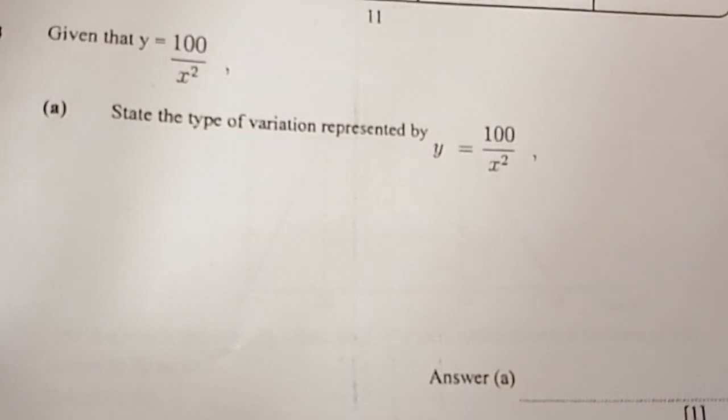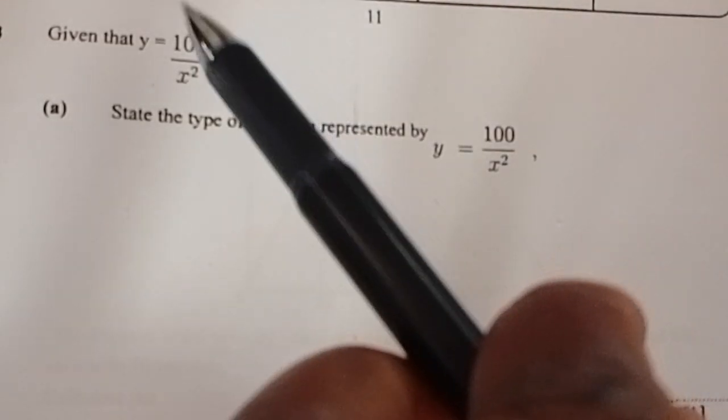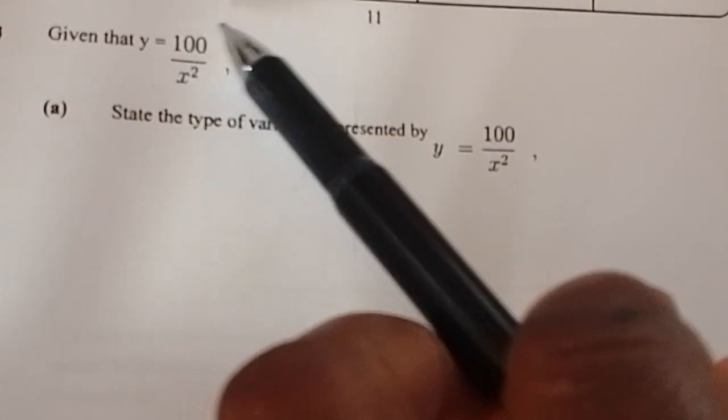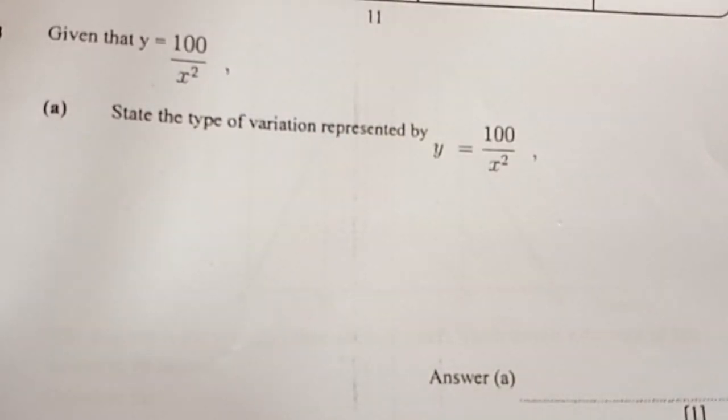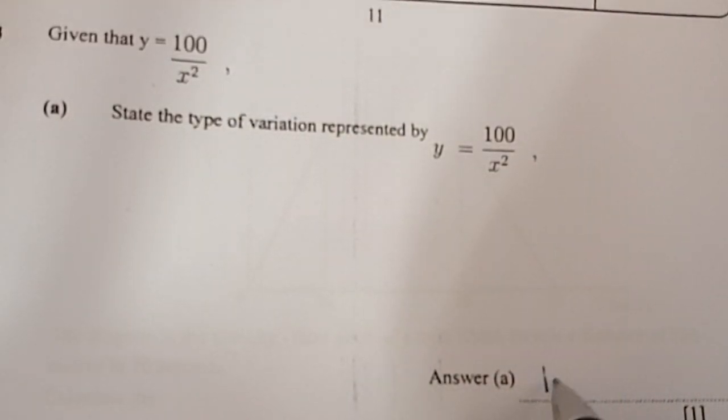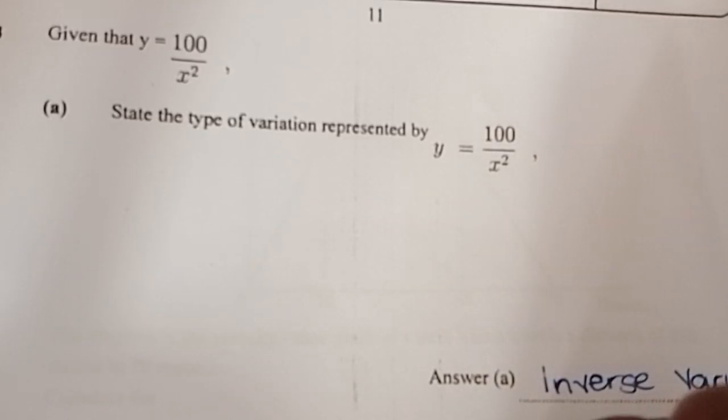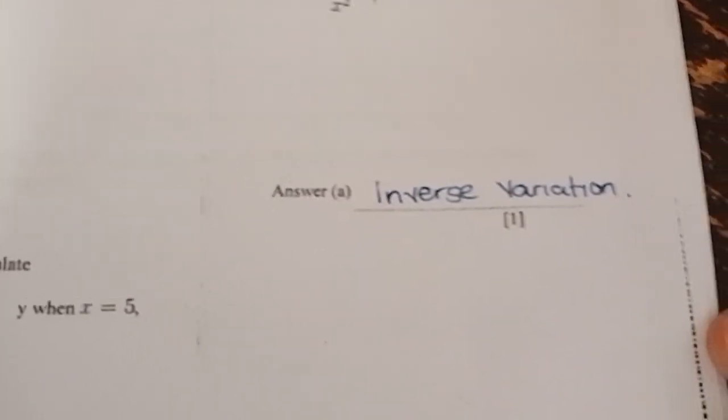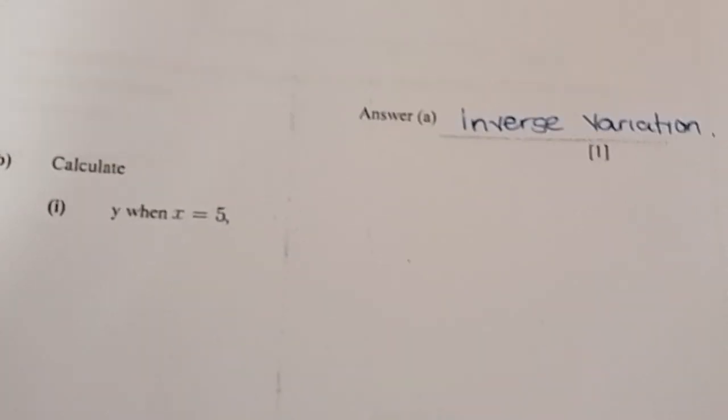Then after finding our constant to be 100, our k is replaced by 100. So this is inverse variation. That's inverse variation.